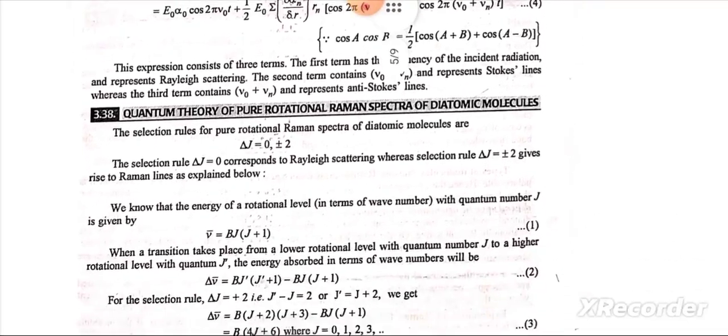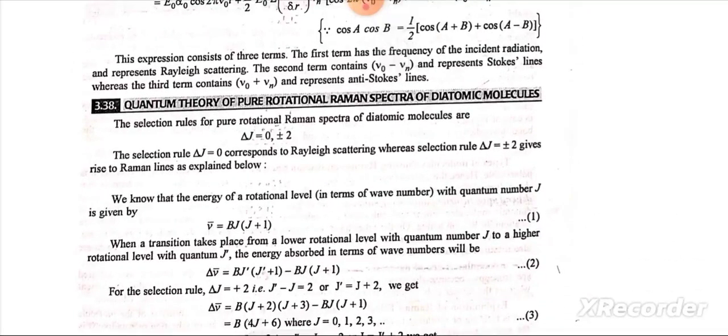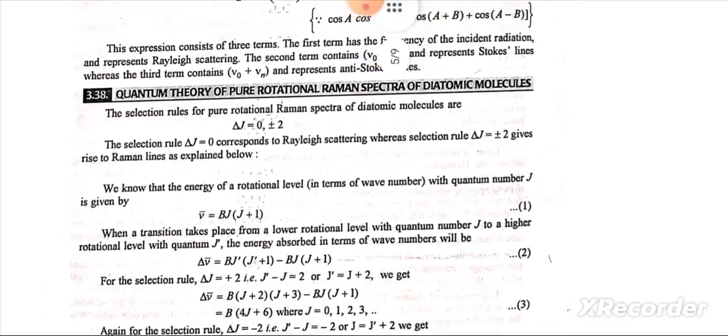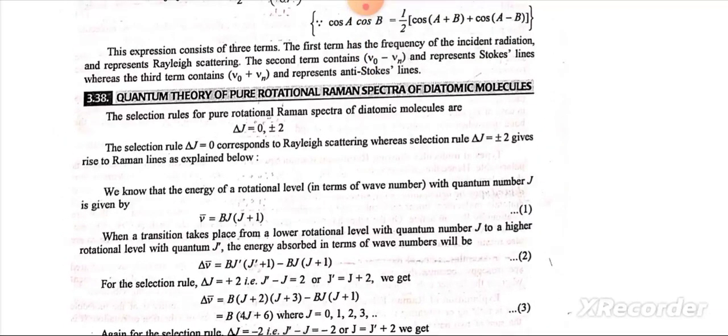This expression consists of three terms. The first term has the frequency of the incident radiations and represents Rayleigh scattering. The second term contains V0 minus Vn and represents Stokes lines, whereas the third term contains V0 plus Vn and represents anti-Stokes lines.